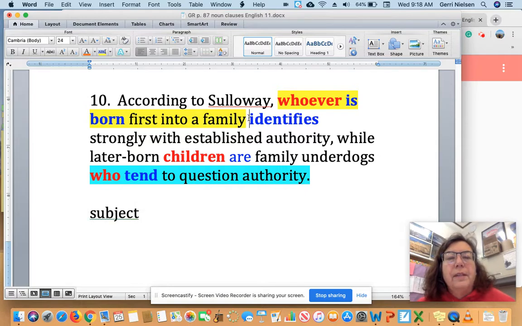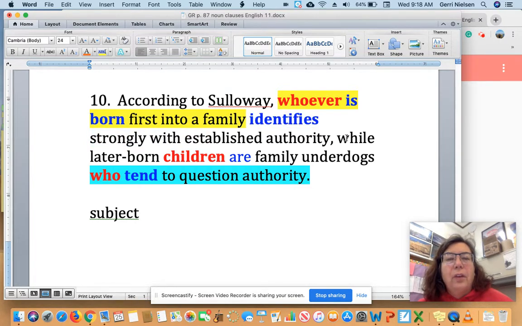Once again, this independent clause here cannot stand alone because it needs this dependent clause as its subject. He identifies as the verb of the main clause, but the subject of the main clause is this dependent clause right here. So, whoever is born first into a family, what do they do? They identify. How do they identify? They identify strongly with established authority.